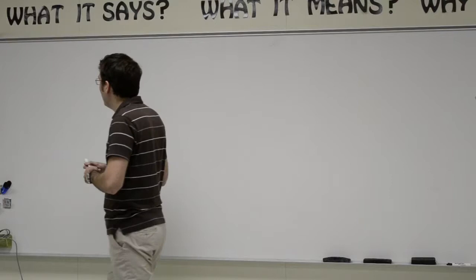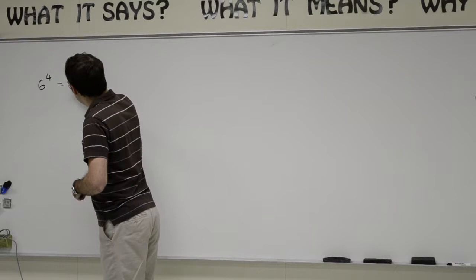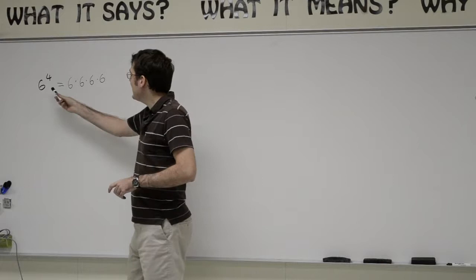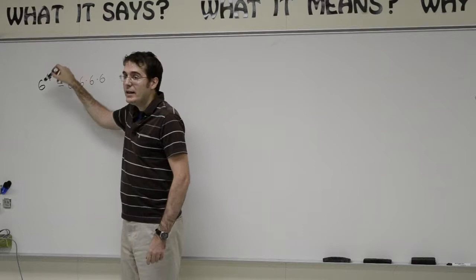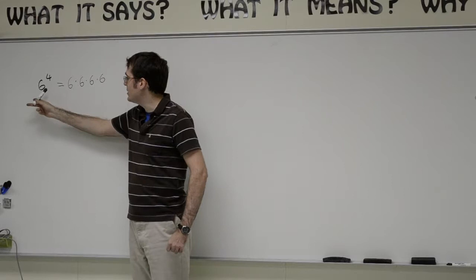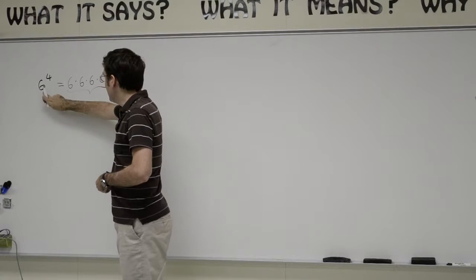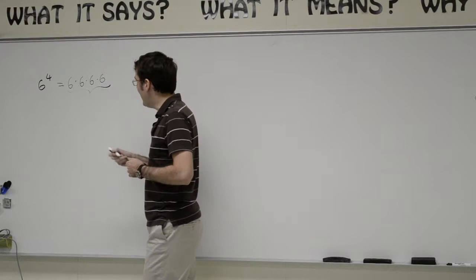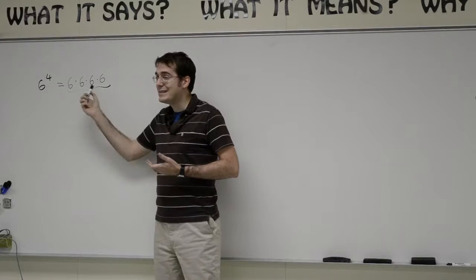6 raised to the 4 means 6 times 6 times 6 times 6. 6 raised to the 4 is called an exponential expression. The superindex 4 in the example is called the exponent, and the main number, which is 6 in the example, is called the base. So the meaning of the exponential expression 6 to the 4 is the base 6 multiplied by itself as many times as it's dictated by the exponent, which is 4. So I wrote 6 4 times total.